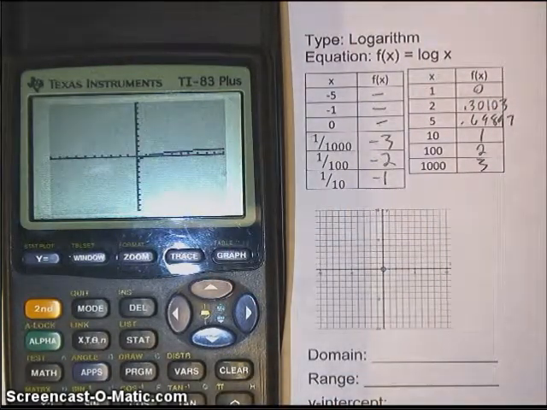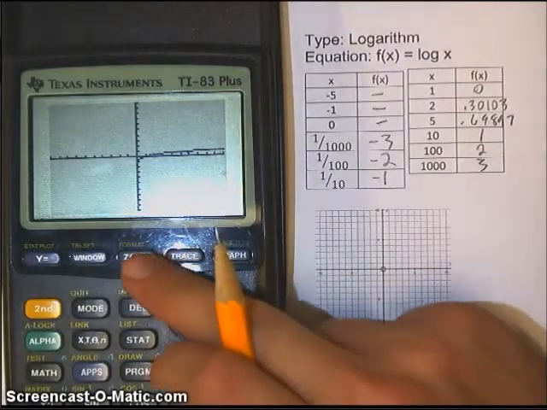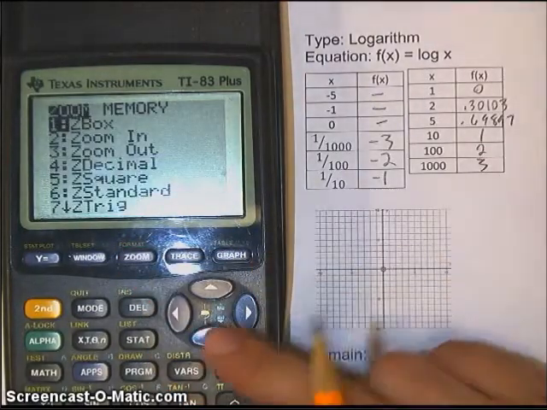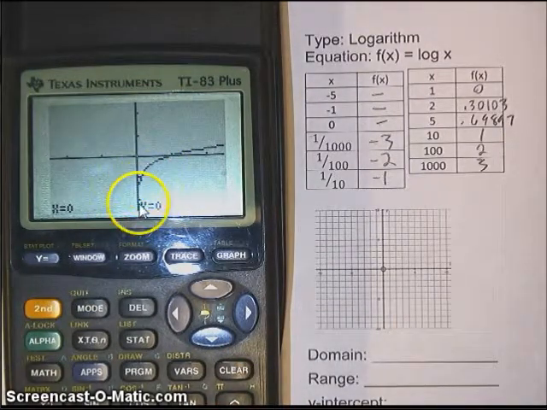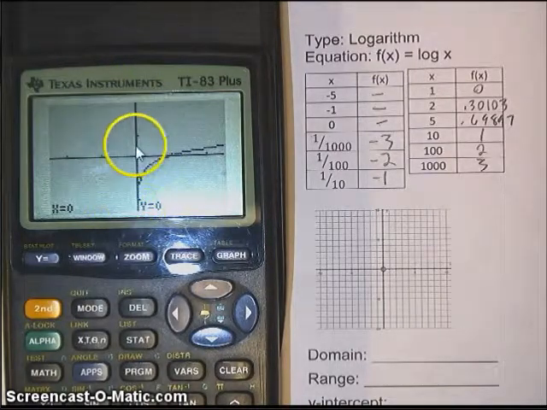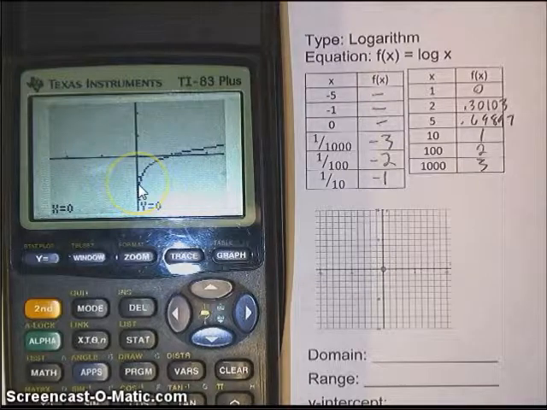Let's look at that graph again. It's kind of hard to see what's going on there. I'm going to zoom in a little bit. I'm going to hit the zoom button, and I'm going to zoom in. See how this thing's kind of approaching the y-axis here? It's kind of hard to tell in the graph. It's approaching the y-axis, but it's never quite touching it.